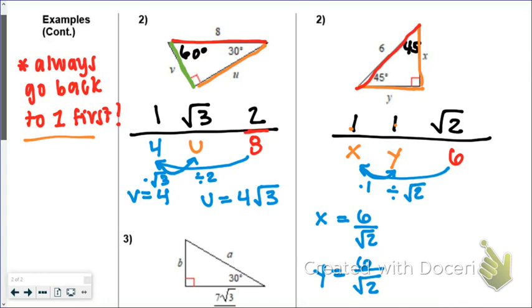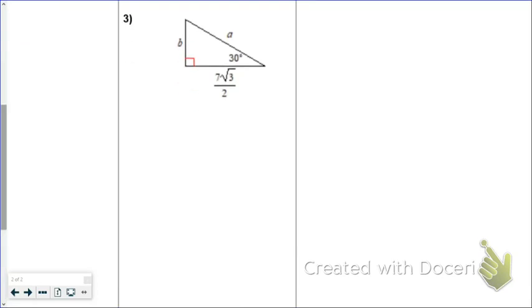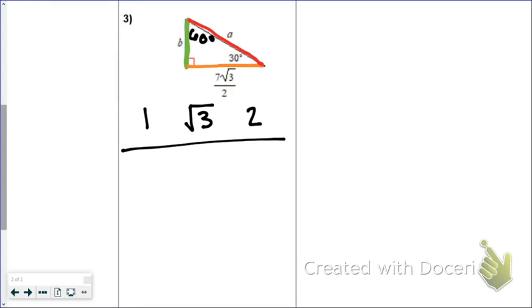Nice. One more example to go. I'm going to look at number 3 here. And this is going to be a 30, 60, 90 triangle. So again, we have our small, which is opposite of the 30, our medium, which is opposite of our 60, and our large side, which is going to be opposite of our right angle. And I'm going to take my ratio again of 1, square root of 3 and 2, and then I'm going to put the sides in the corresponding position, so I know that 1 is going to be B. My medium side is 7 square root of 3 all over 2, and my large side is going to be A.